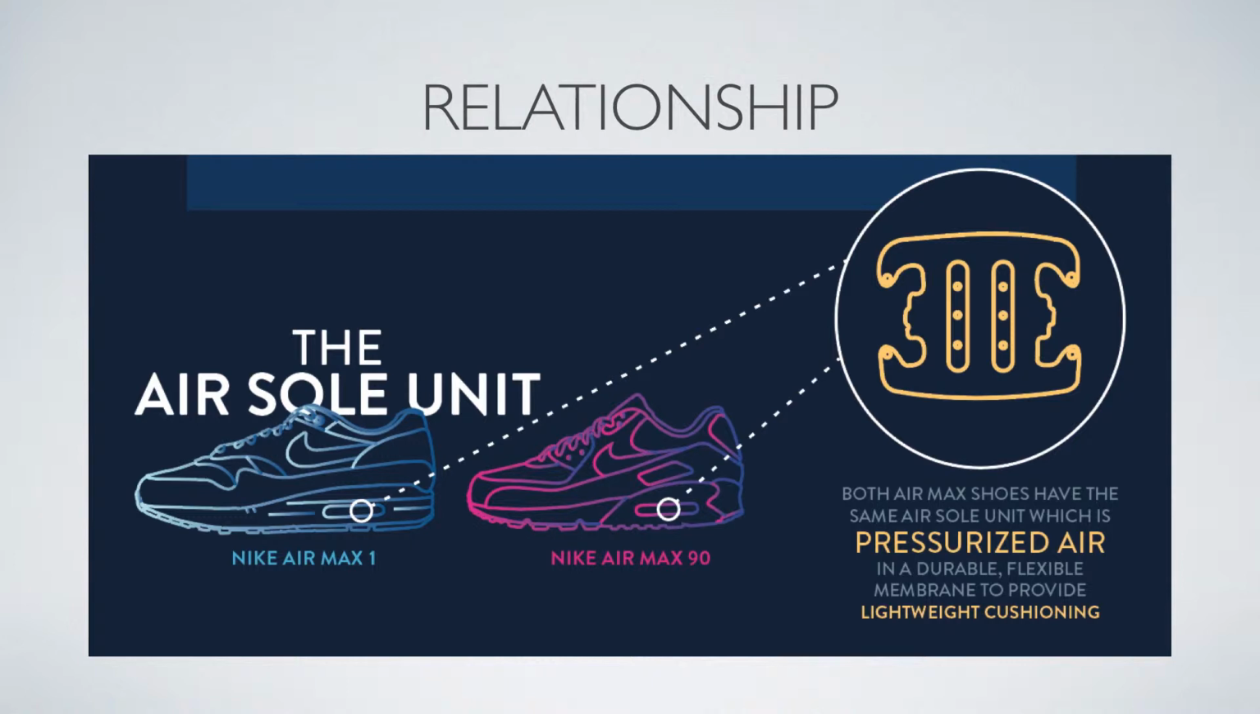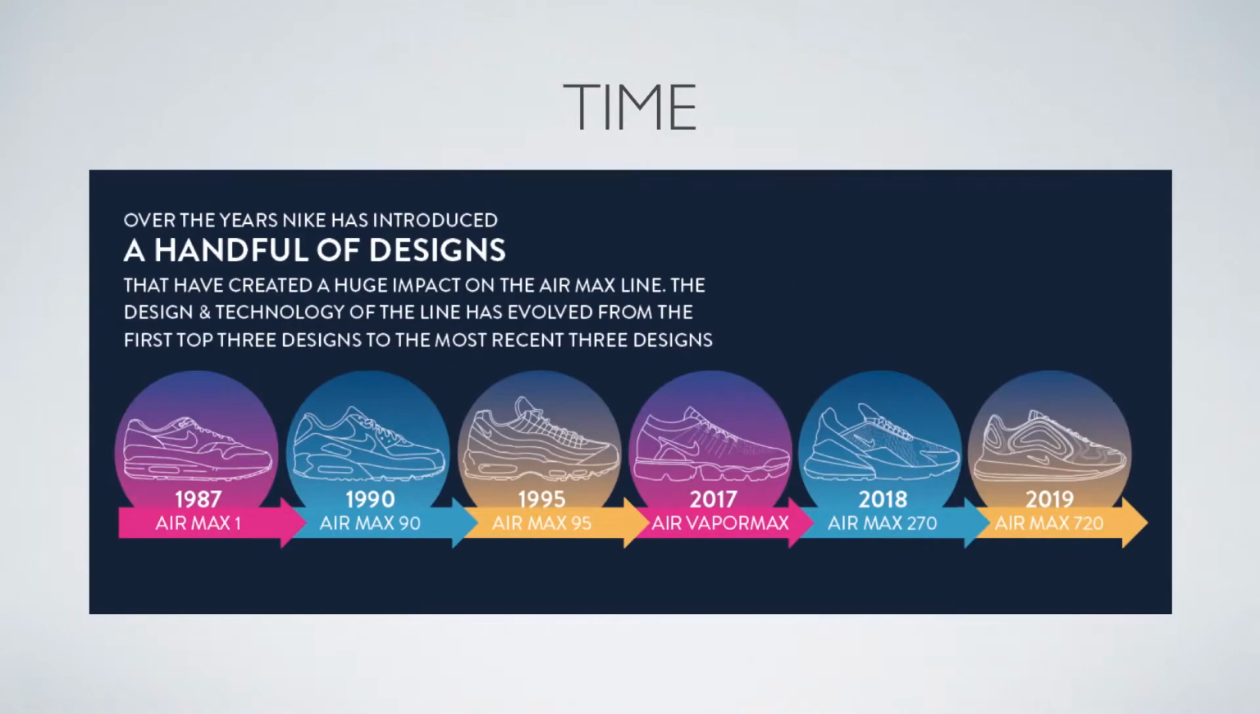Another color encoding I used was with the air sole unit on the right and the emphasized text below that. Using the same yellow helps show that the descriptive text is specifically about the air sole unit. Next, I'm going to talk about time.